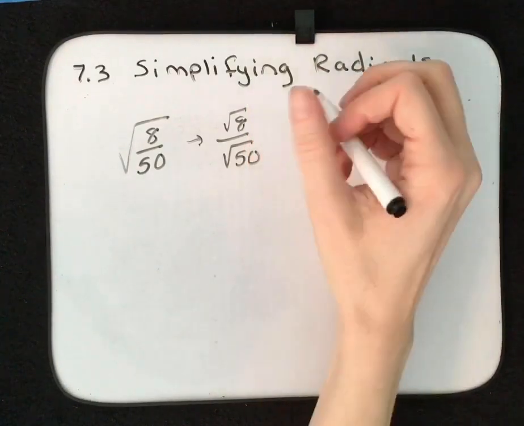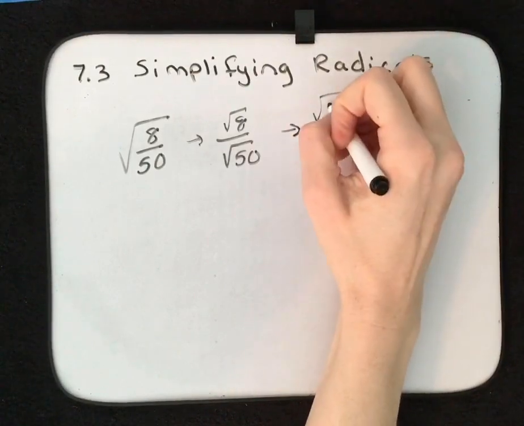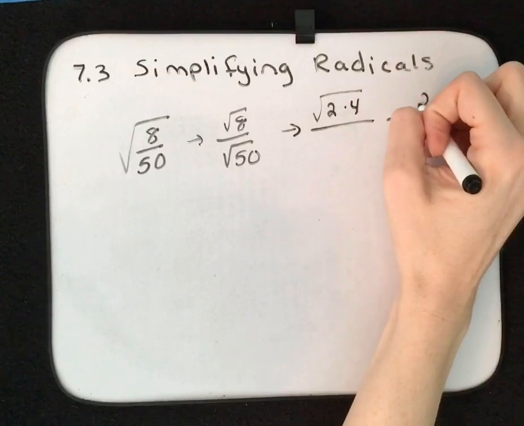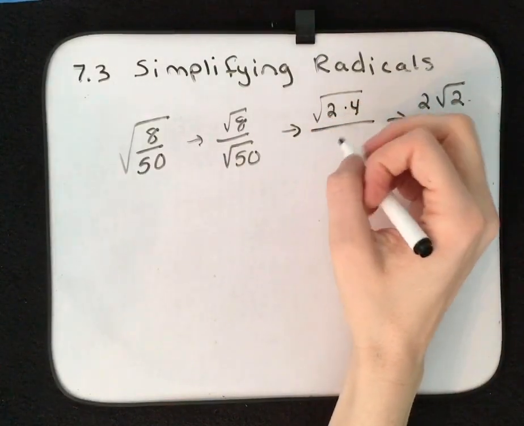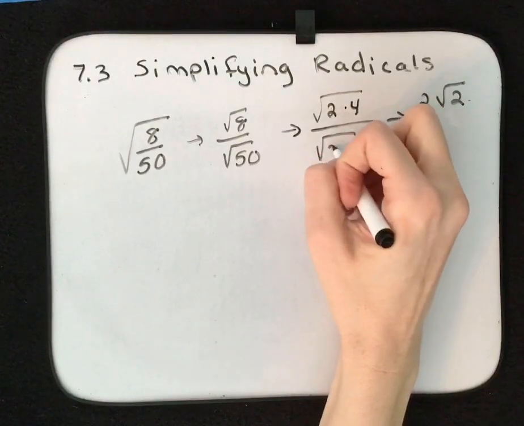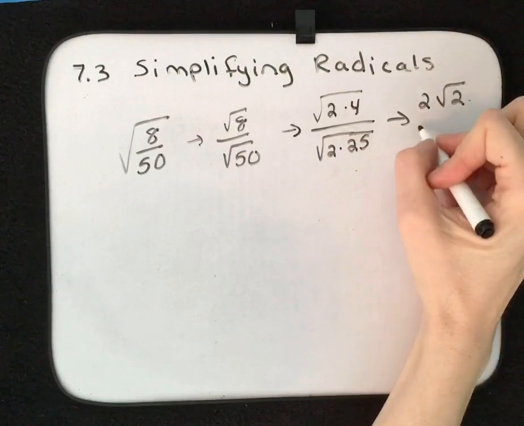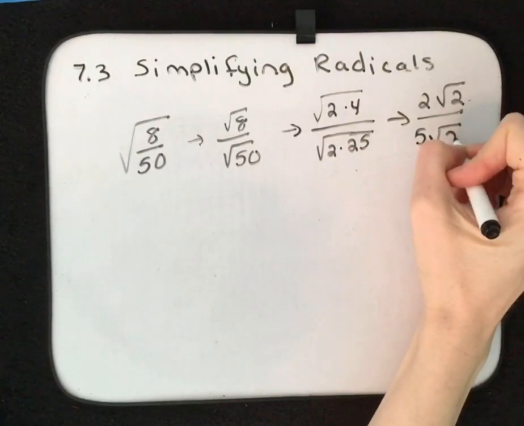But 8 is 2 times 4. So we could look at that as the square root of 2 times 4. And the square root of 4 is 2, so 2 root 2. 50, again, not a perfect square, but the square root of 50 is 2 times 25. So 2 times 25, that gives us 5 square root 2.